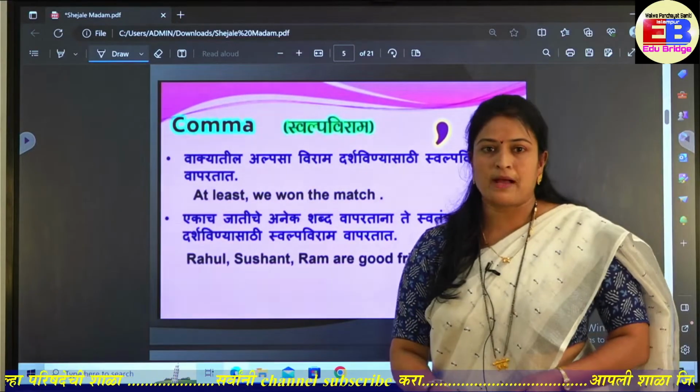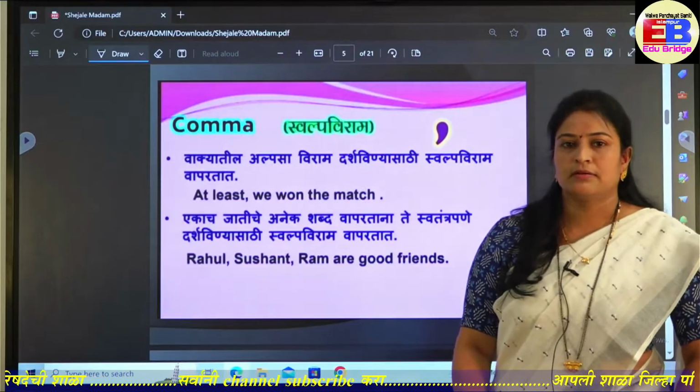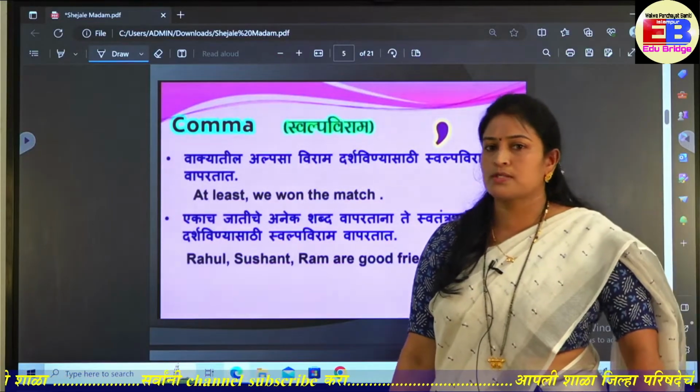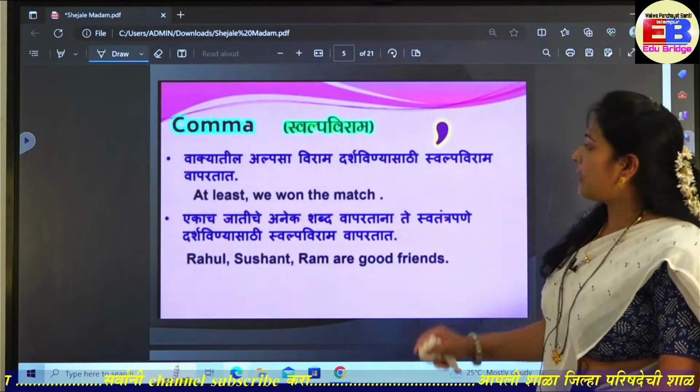Next is comma. It is a short pause. While reading, we have to take a short pause. So it's called a comma.